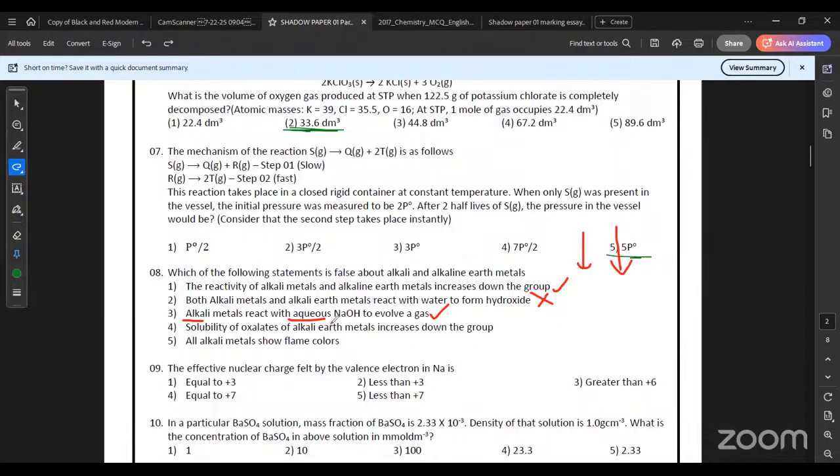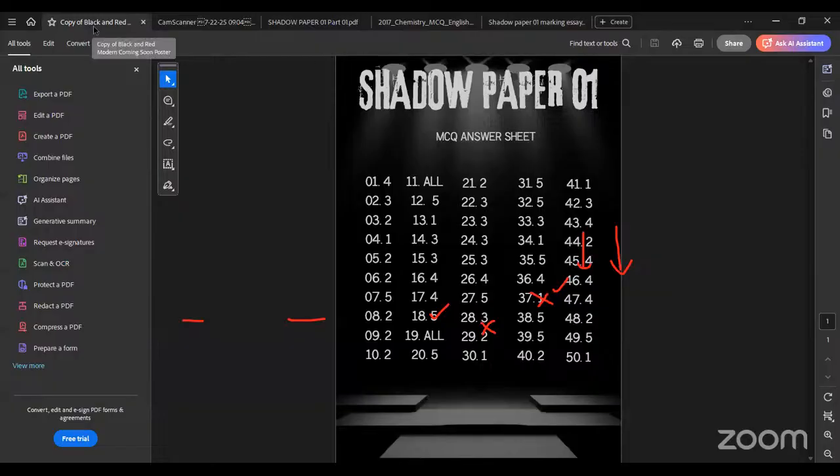Solubility of oxalates. No, you can't say it increases down the group for alkaline earth metals, because it is not a proper variation. I gave that in the solubility note. Right? It is not a proper variation. I guess I have given both answers for that question, I guess. Where is it?